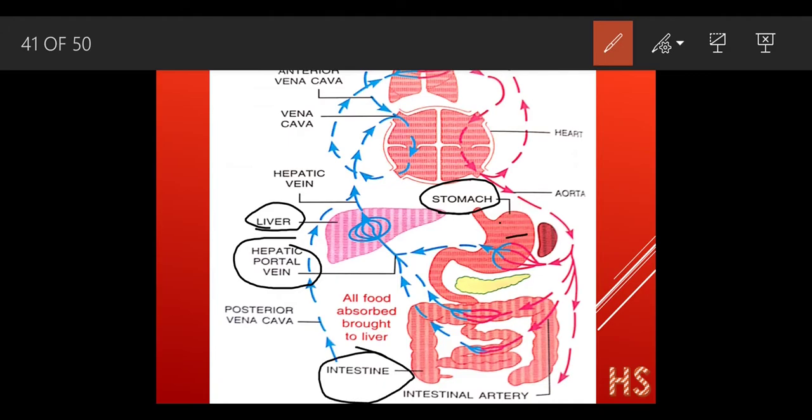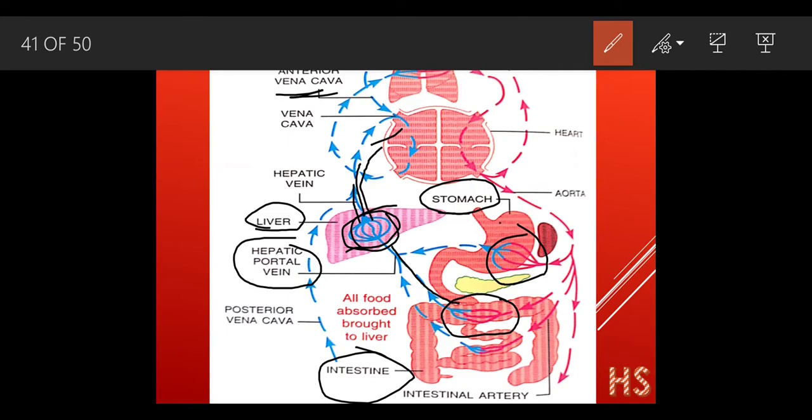Here we can see there is a capillary. In the intestine also we can see the capillaries. There is a vein, and in the liver again the capillary is there. This capillary is directly connected with this vein, and this vein carries the blood to the anterior vena cava. Anterior, you might be aware of this part; we have discussed it in the last lecture. What do you mean by the anterior vena cava? That means the superior vena cava.